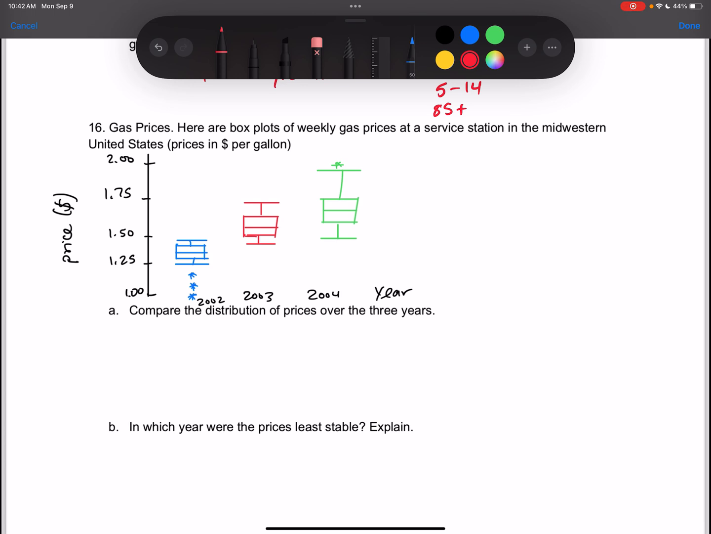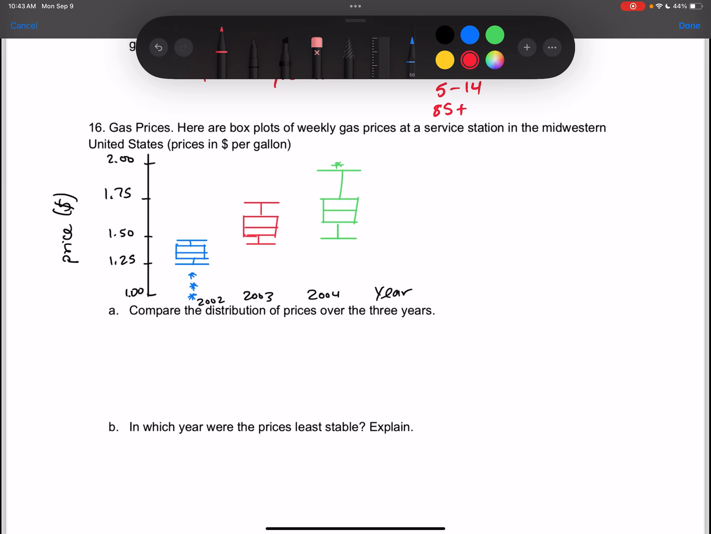All right. Gas prices. Here are box plots of weekly gas prices at a service station in the Midwestern United States. Prices in dollars per gallon. Compare the distribution of prices over the 3 years. Got more expensive this time. Yep. Average price is increasing. What else?